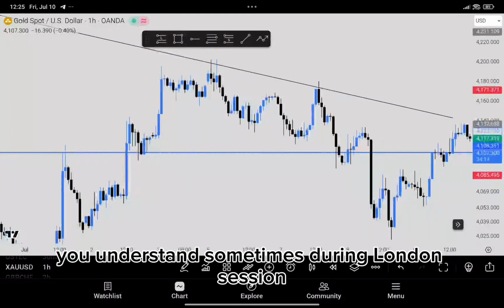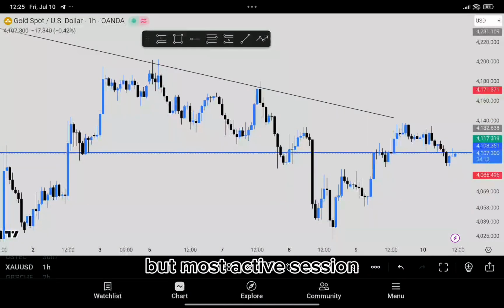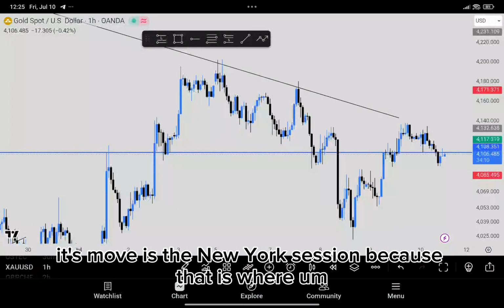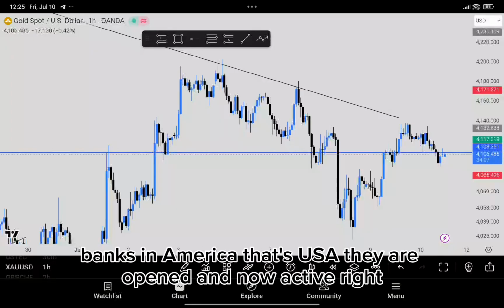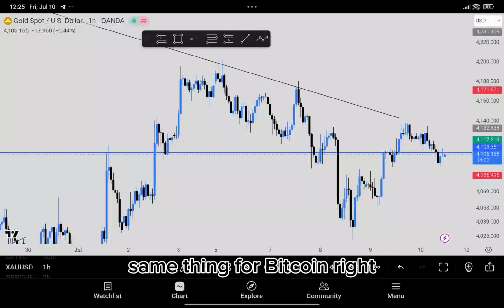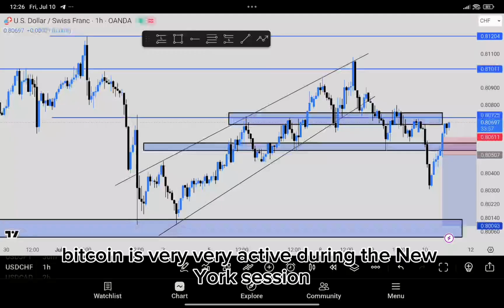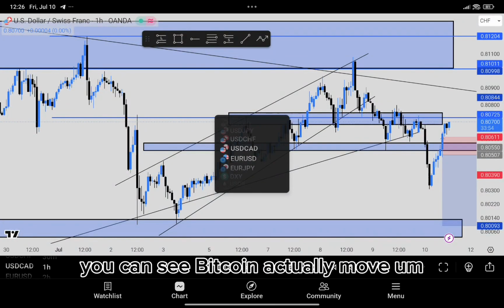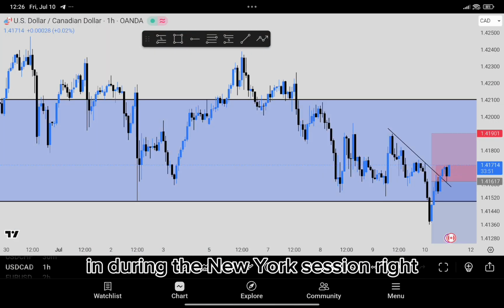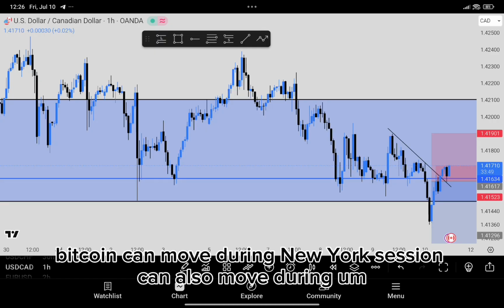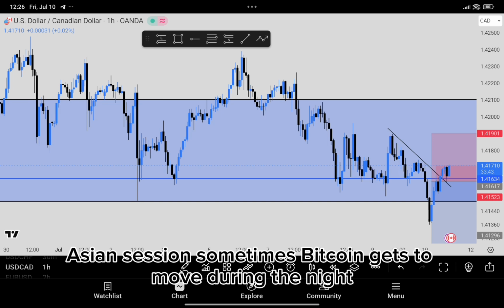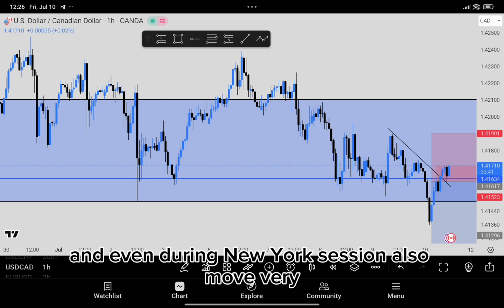You understand? Sometimes during London session, but the most active session is the New York session, because that is where banks in America, that's the USA, are opened and now active, right? Same thing for Bitcoin. Bitcoin is very active during the New York session. You can see Bitcoin actually move during the New York session. It can also move during Asian session. Sometimes Bitcoin moves during the night, and even during New York session it also moves very well, right?